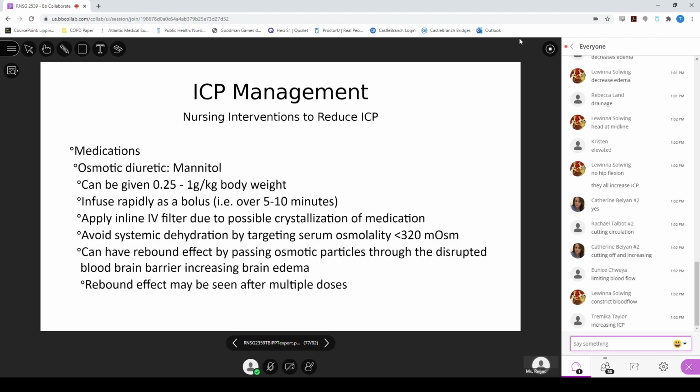The dosing's there. It needs to be given rapidly as a bolus. It needs a filter because of crystallization. It's important to avoid that systemic filtration. That affects the osmolarity. You can have a rebound effect because of the disrupted brain barrier and increasing brain edema. The rebound effect can be seen after multiple doses, so you have to watch for it. So instead of being a diuretic, it would cause it to accumulate more fluid.